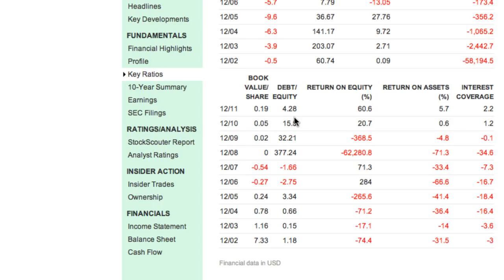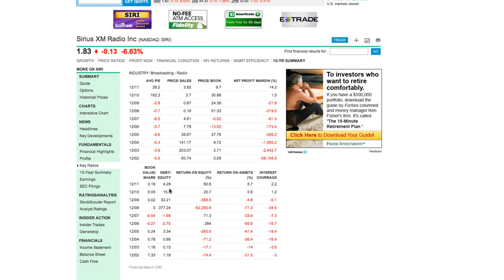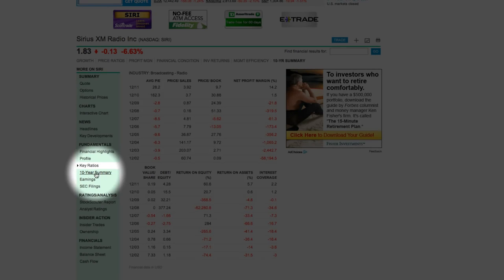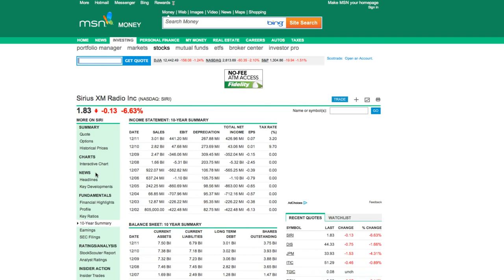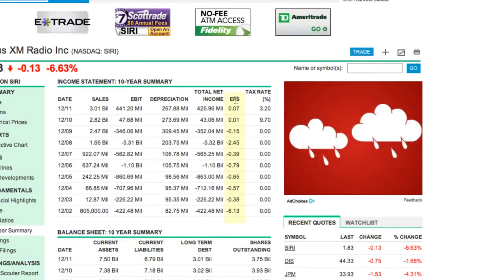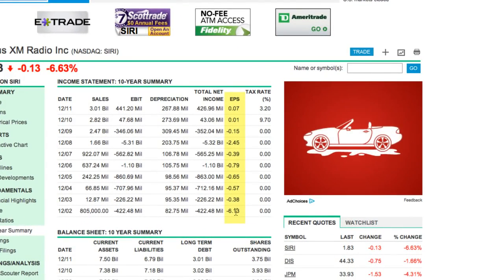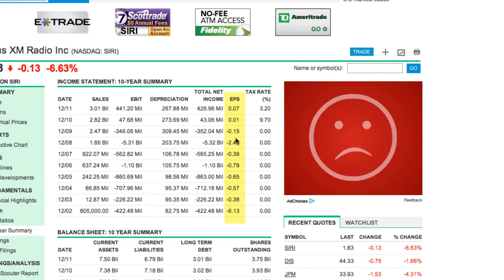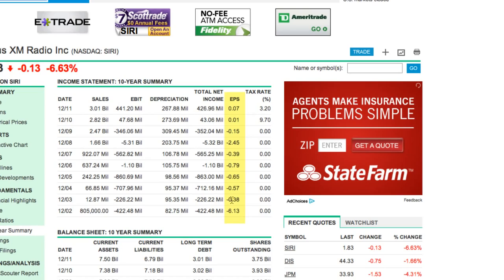Now, as far as the earnings per share, which you'll remember from Course 1, Unit 1, Lesson 2, that's a very important number because that's essentially your profit per share. In order to find that, unfortunately it's not on this chart, but we can go right over here on the left where it says 10-year summary. And if you click on that, it's going to show you the EPS right here. And this is the trend for the last 10 years. So you can see the earnings on Sirius XM Radio: negative $6 a share, negative 38 cents a share, negative 57 cents a share. And it goes clear up to here. Only recently in the last 2 years have they had a positive earnings per share, with 1 cent and 7 cents.